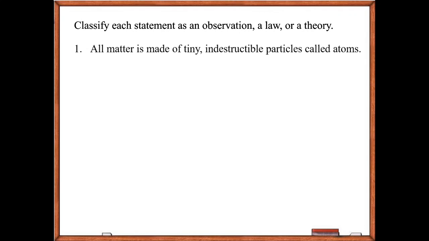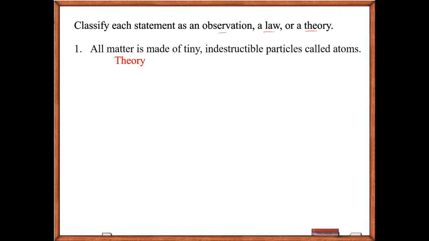Here we want to classify each statement as an observation, a law, or a theory. There's a handful of these, maybe 4 or so. The first one: all matter is made of tiny indestructible particles called atoms. We want to say whether this is an observation, a law, or a theory, based on what we just talked about. Take a second to think about it.